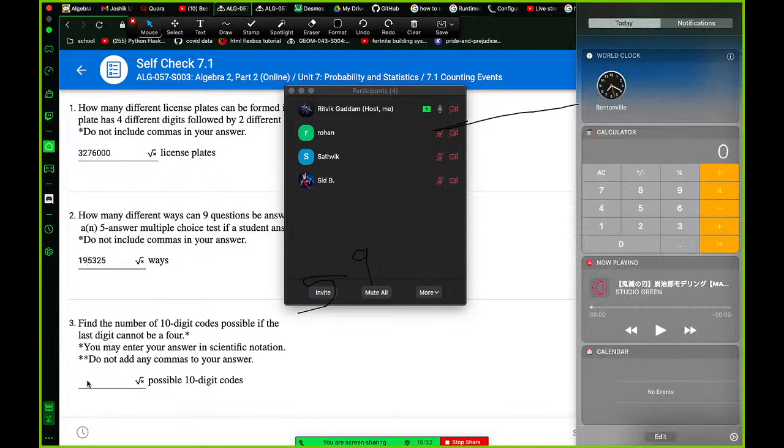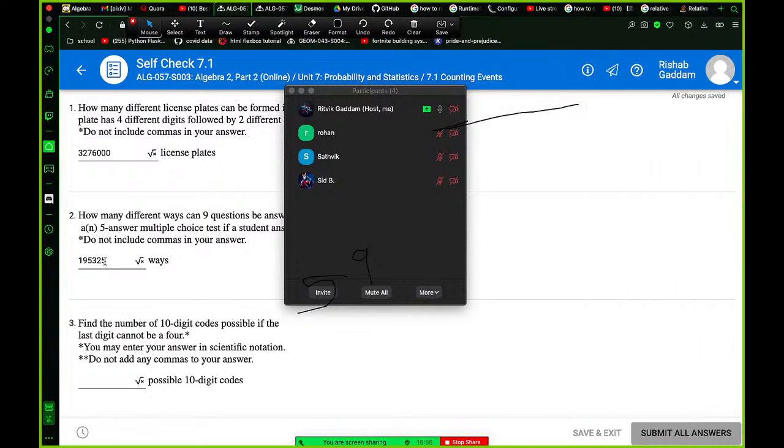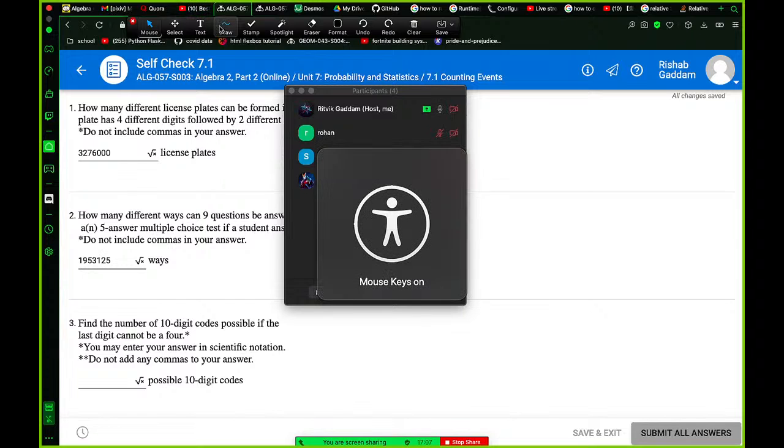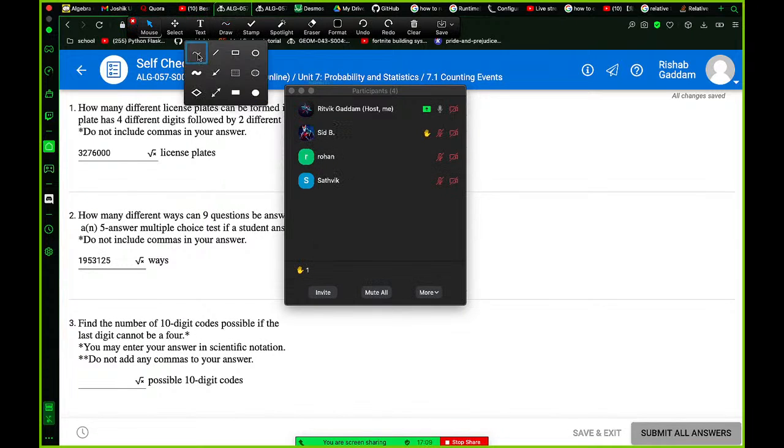Wait, is that right? Okay, yeah. 1,953,125. Okay, there we go. And so let's read the next question. Find the number of 10 digit codes possible if the last digit cannot be 4.